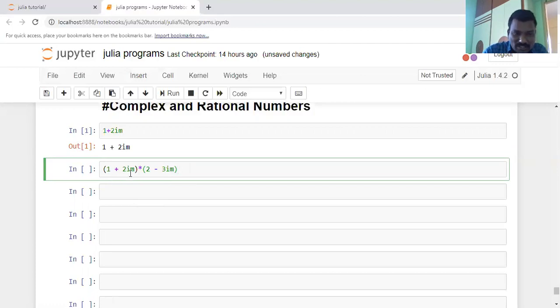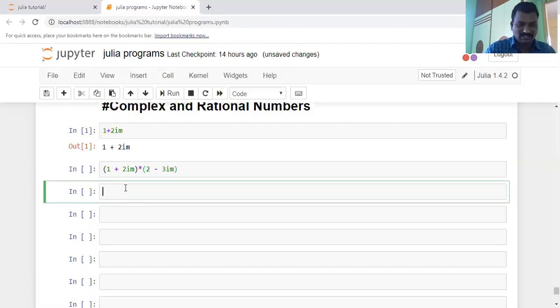What is the operation here? 1 into 2, and then 1 into minus 3im. Then 2im into 2, that value is 4im. And then 2im into minus 3im gives minus 6 i into i, and i squared is minus 1, so minus of minus 6 is treated as a plus value.